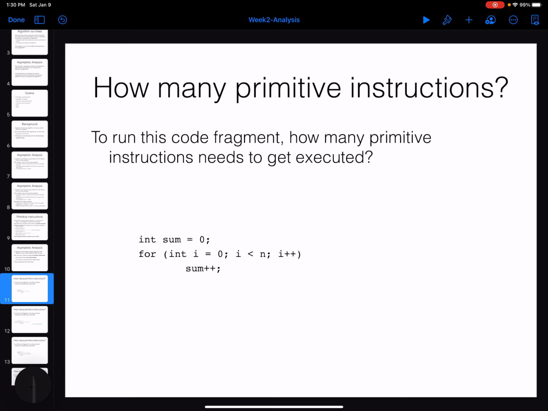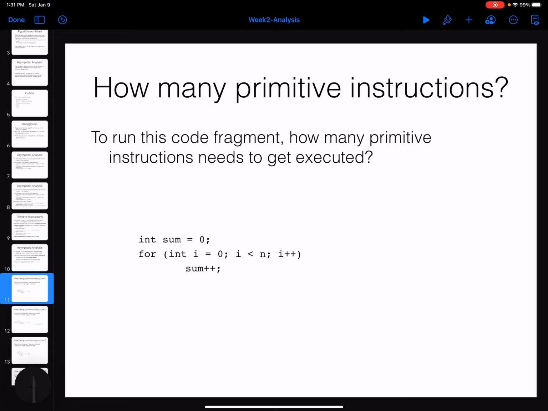Okay, I have this simple piece of code. You can see that this is basically a for loop that iterates and adds up some numbers from 0 to n. So how many primitive instructions are required for this piece of code to be executed? It doesn't matter on which machine you are executing this program, right? So what are the primitive instructions?